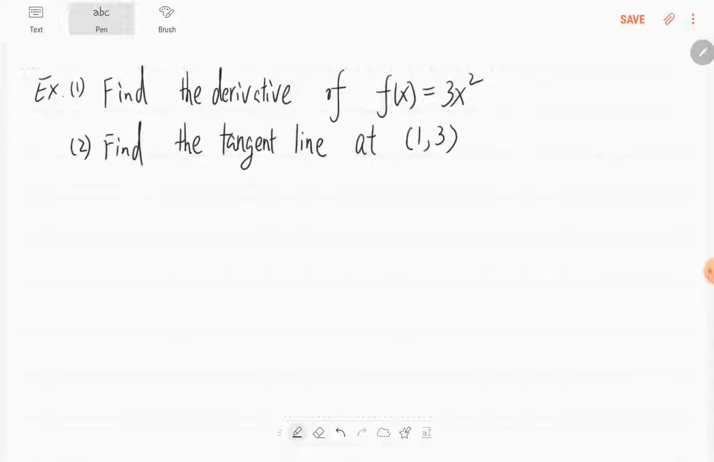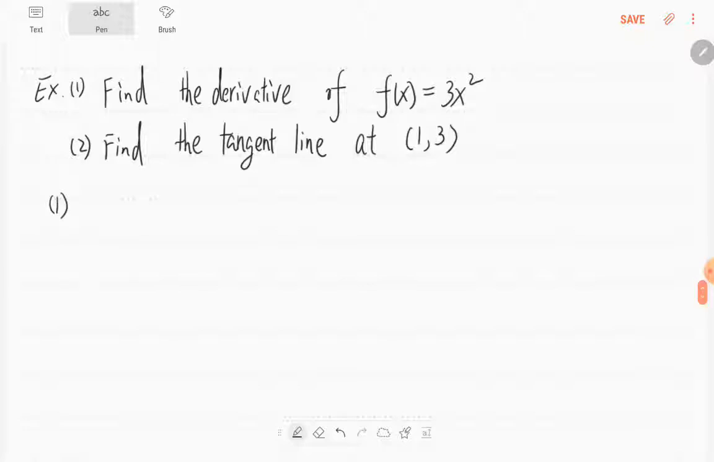So the first problem asks you to find the derivative, the slope of the tangent line at anywhere on the curve. The second question is actually asking you to find the tangent line for a specific point, (1, 3). Okay, so now let's look at the first part.